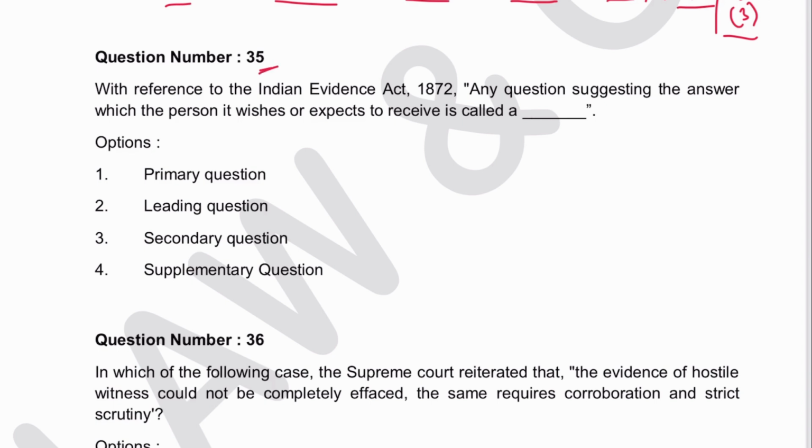Next, 35. With reference to Indian Evidence Act, any question suggesting the answer which the person wishes or expects to receive is called a leading question. 2 is the answer. This is mentioned in section 141 of Evidence Act. The section has been changed. 141 has become 146 in Bharatiya Sakshya Adhiniyam.